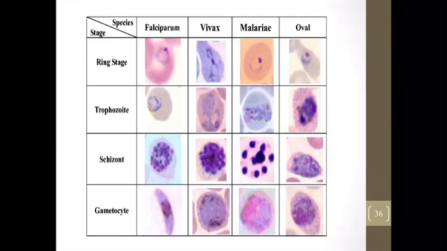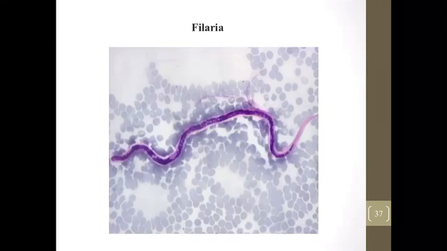All the forms are different, and we have to look for them in the thick smear, because in a thick smear the RBCs are lysed and the parasites are released from them, so we can easily identify the parasite in the thick smear. This is a filaria, which has a granular body. Other is Leishmania donovani, where LD bodies can also be seen, and trypanosomes can also be seen. So we have to look for parasites.